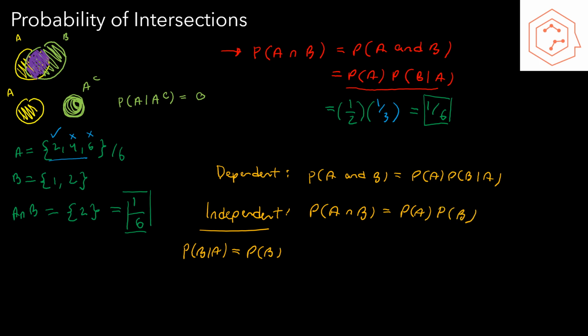So P(A and B) is equal to P(A) times P(B), which is why when you're flipping a coin twice, for example, on your first trial, you can either get a heads or a tails. On the second trial, you get a heads or a tails once again. So the second trial is independent of trial 1.